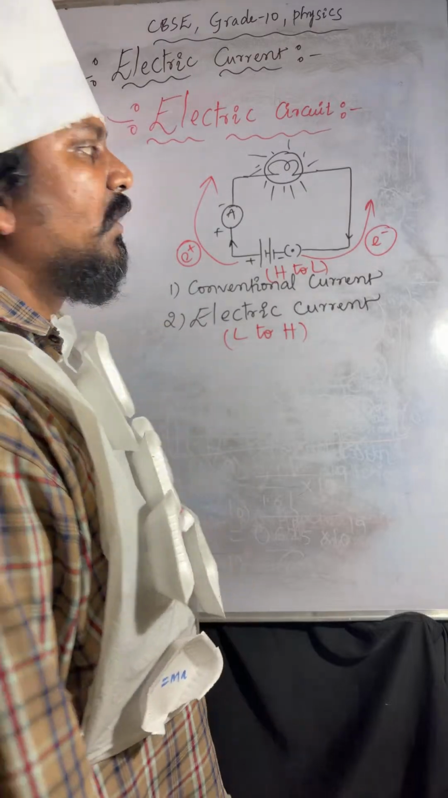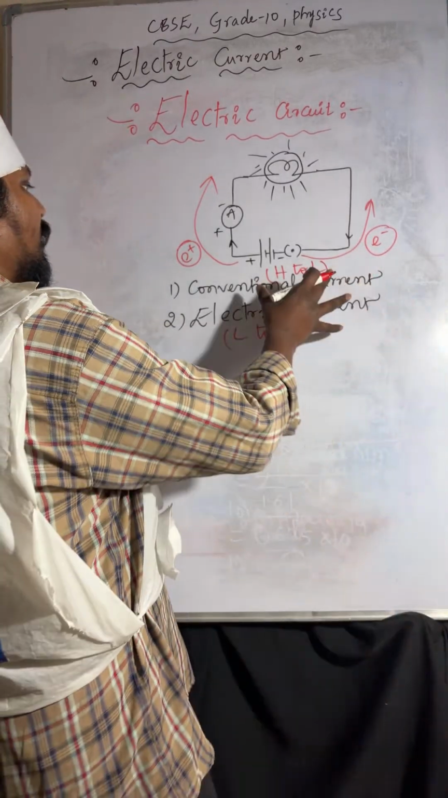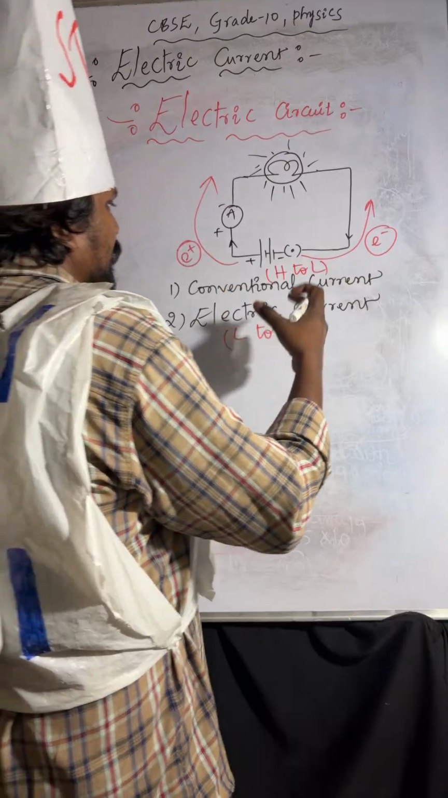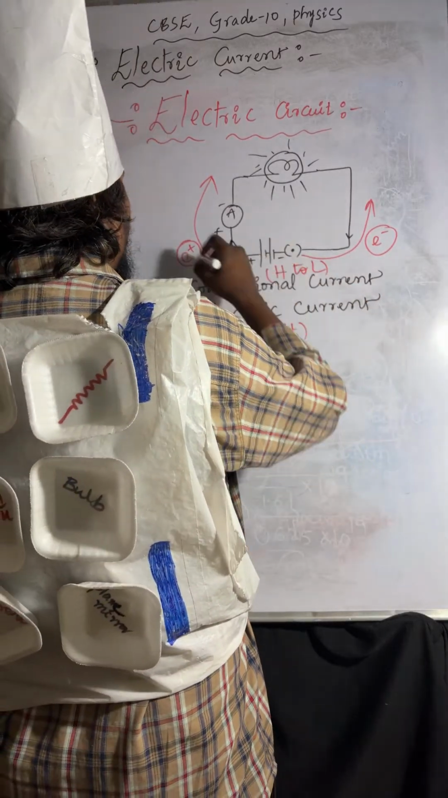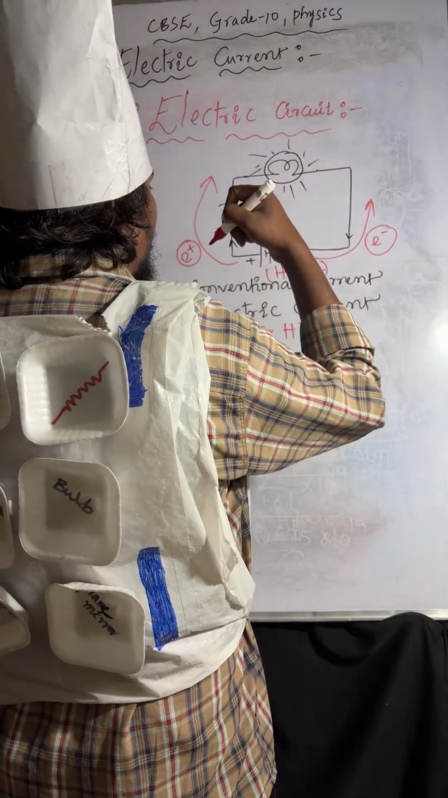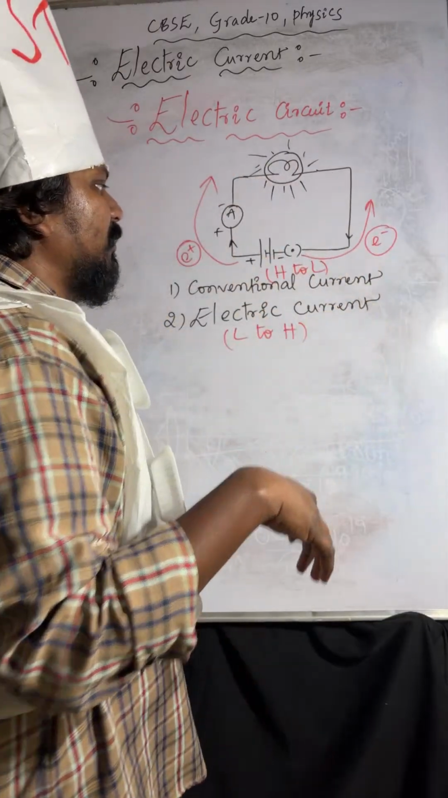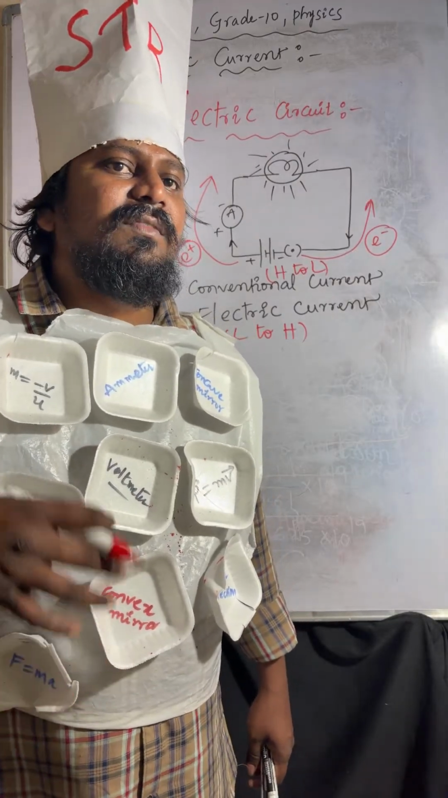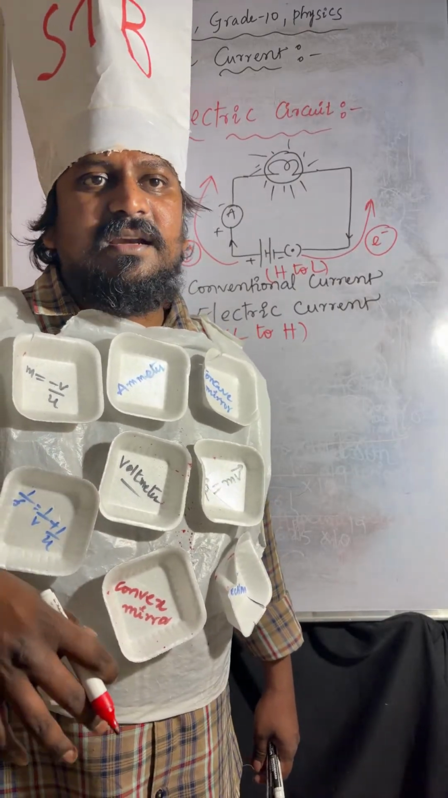Now you can observe. Conventional current is the flow of positive charges. Positive charges are moving from the positive terminal to the negative terminal. Electrons are moving from the negative terminal to the positive terminal. Flow of positive charges is known as conventional current. Flow of electrons is known as electric current.